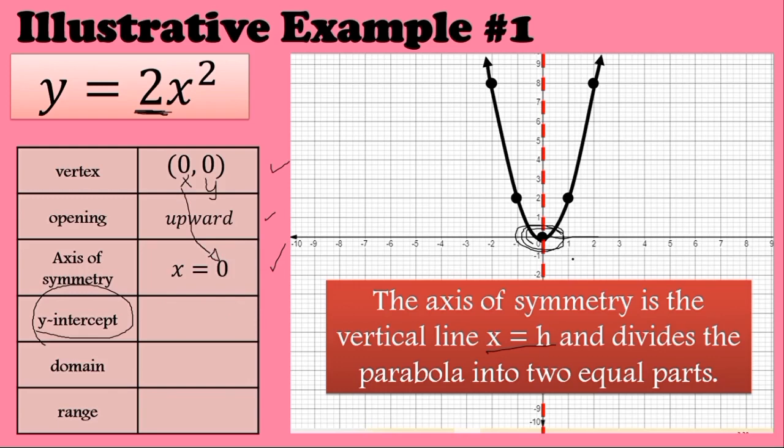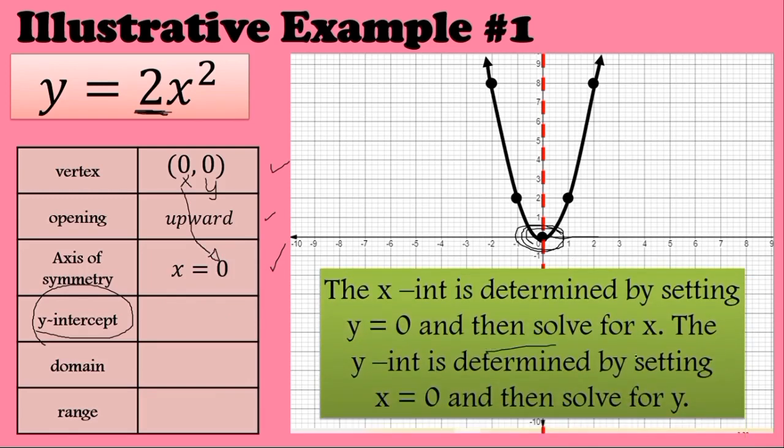Next, what is the y-intercept? The y-intercept is determined by setting x equal to 0. Meaning, if we let x be equal to 0 and solve, 2 times 0 squared, 0 squared is 0, times 2, therefore the value of the y-intercept is 0. Again, to get the y-intercept, you just have to let the value of x in the equation be equal to 0 so that you can find the value of y.